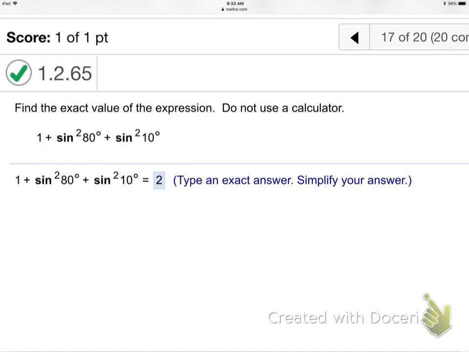1 plus sine squared of 80 plus sine squared of 10. I already have the answer. It's 2. Why in the world is it 2? It says do not use a calculator. So how can we do this?